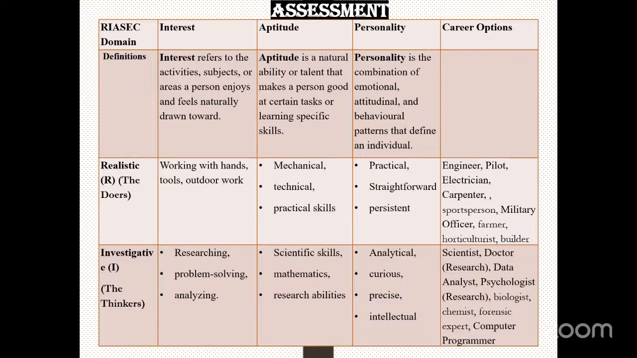Okay. So previously Harshita told you about each domain, right? She explained so well. But now I would like to explain the same thing with the terms interest, aptitude, and personality. Just like the doers, the realistic part, interest is working with hands or tools and outdoor work. In aptitude, it is mechanical or technical practical skills the person has, the natural ability. Personality is being straightforward or persistent with that particular field or being practical. This is the personality a person may have to pursue that realistic field. And the career options are already clear to you, such as carpenter, sports person, military officer, farmer. These are the career options for that realistic person.